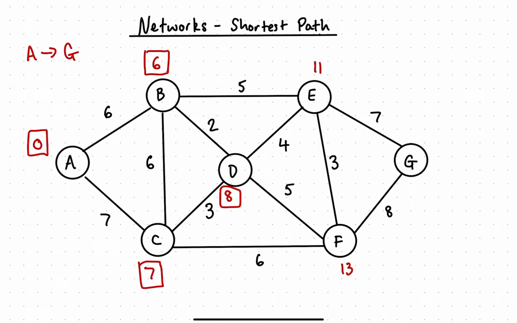We're going to go back to looking at the nodes where there's a value, 11 and 13, choosing the smaller of the two, which is the 11, and saying from here, where can we go? Well, we can either go down to F, which is 11 plus 3, which is 14. That's bigger, so we're not going to change this at all. And E to G is 7 more, so that is 18. Okay, that's going to stay there because it had no value. And now we've done all the places we can go from E.